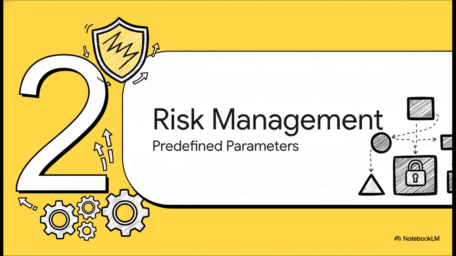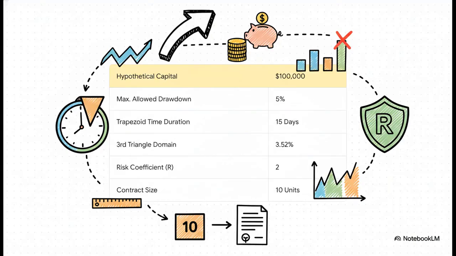Next up, we're going to document the risk management parameters for this setup. This is all based on a set of predefined inputs. Now, what's really interesting about this slide is how it lays out all the inputs. Everything for the risk calculation is right here. We're starting with a hypothetical capital of $100,000 and a maximum allowed drawdown of 5%.